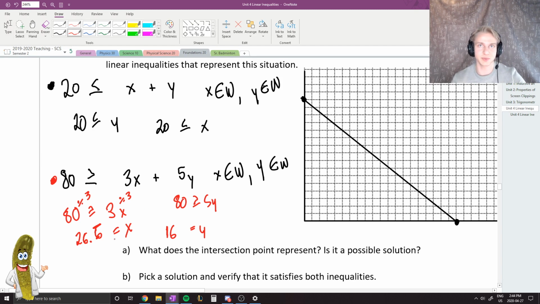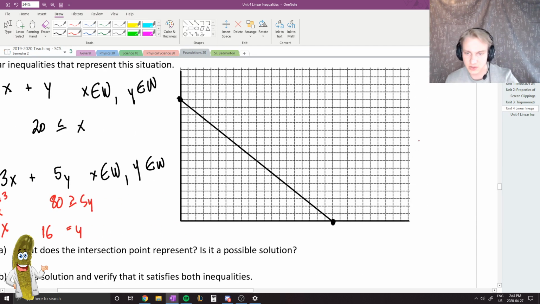I know that 26.6 will be my x, so that's 20, 21, 22, 23, 24, 25, 26.6 will put me right about there. 16, if this was 20, 19, 18, 17, 16 will put me right there. And like I did last time, I am not going to draw a line with arrows on it because, again, that would be redundant. There is no point in me doing that because we cannot have a negative number of candles. I'll draw my graph out like that.